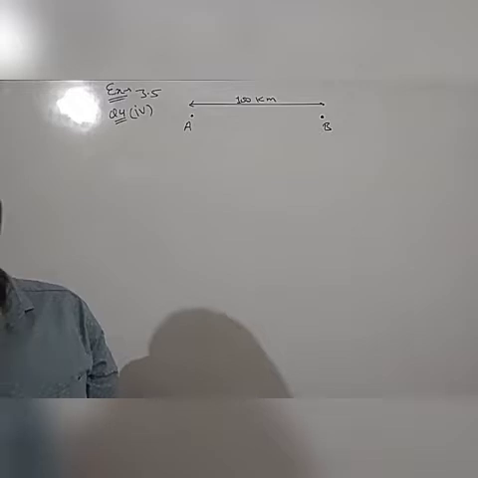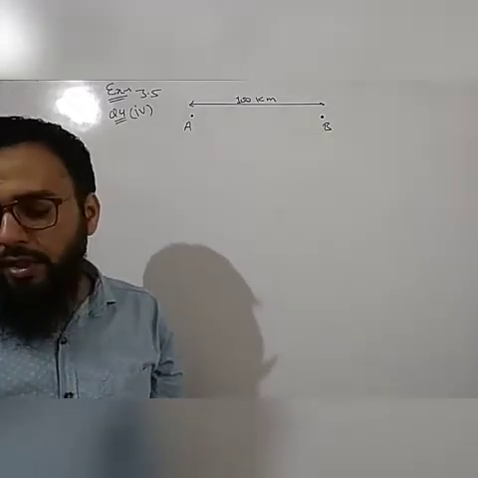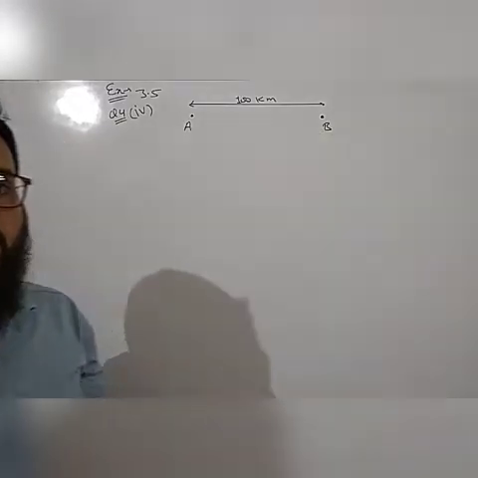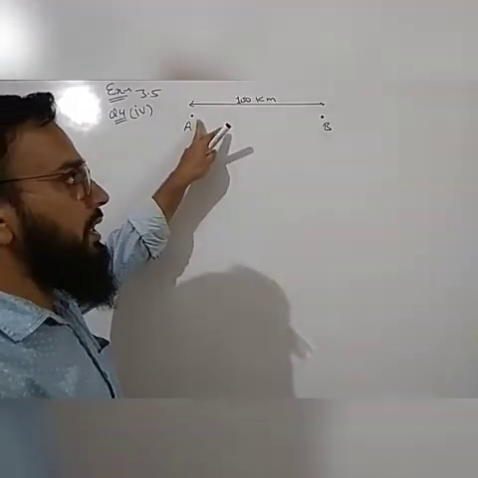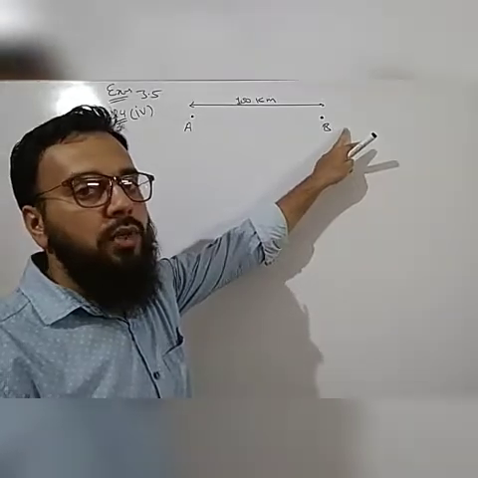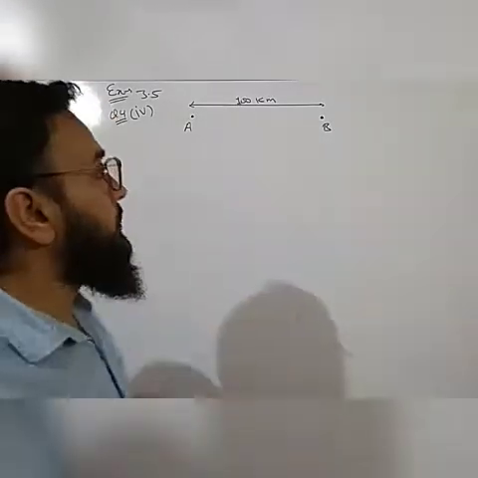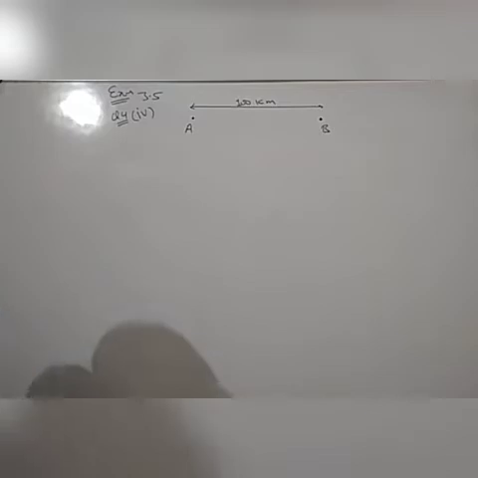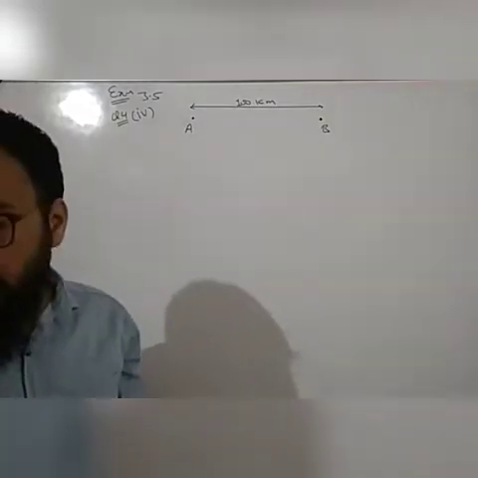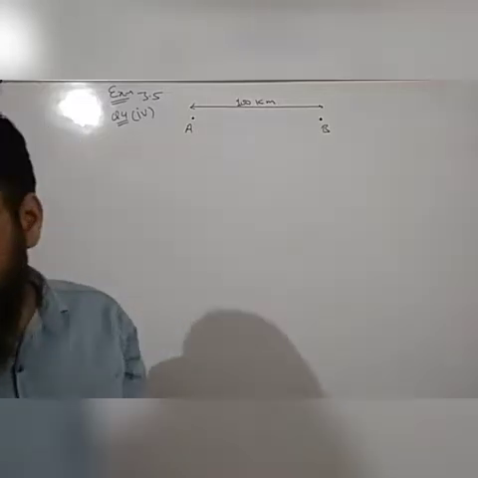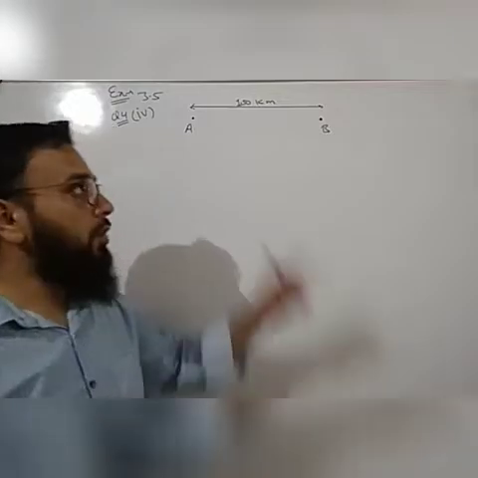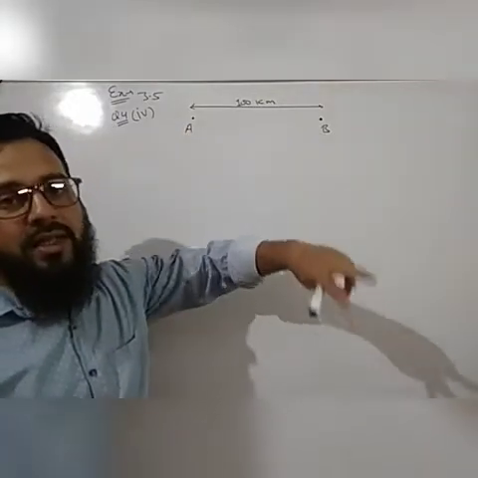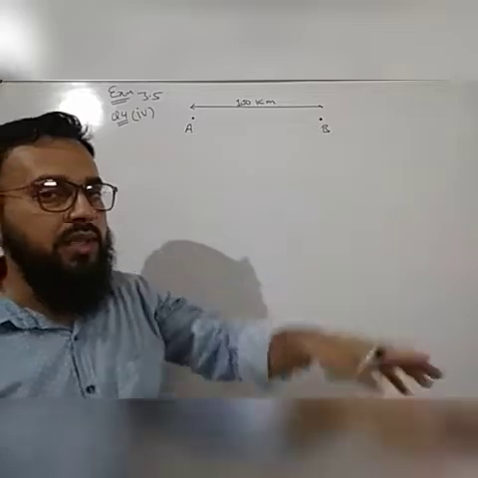One car starts from A and another from B at the same time. Two cars are starting at the same time, one from A and another from B. If the cars travel in the same direction at different speeds, this is the main point. Both cars start at the same time and travel in the same direction.